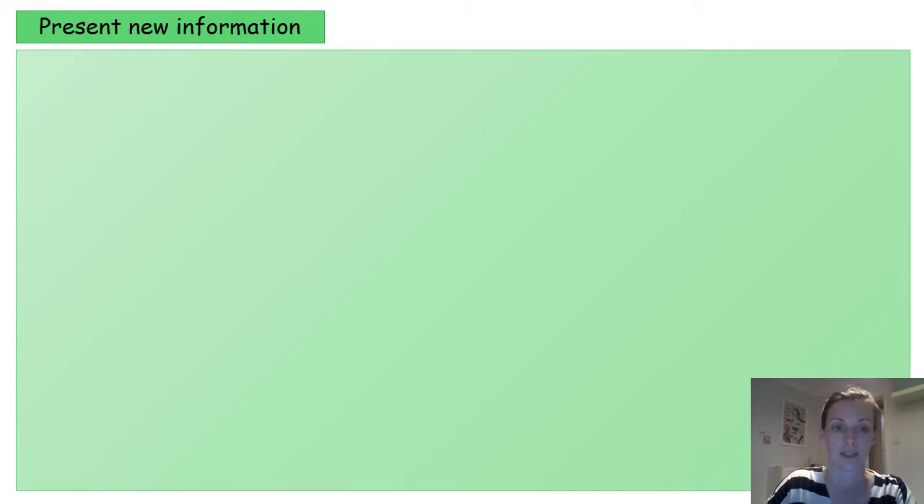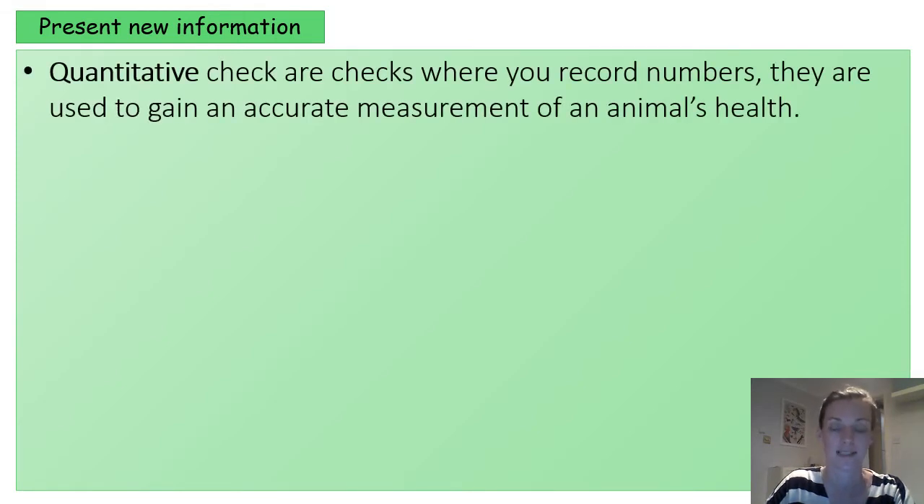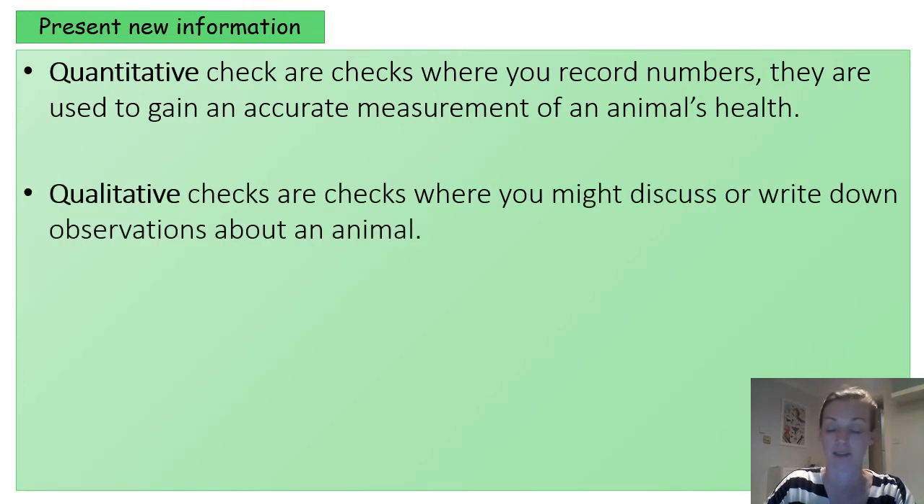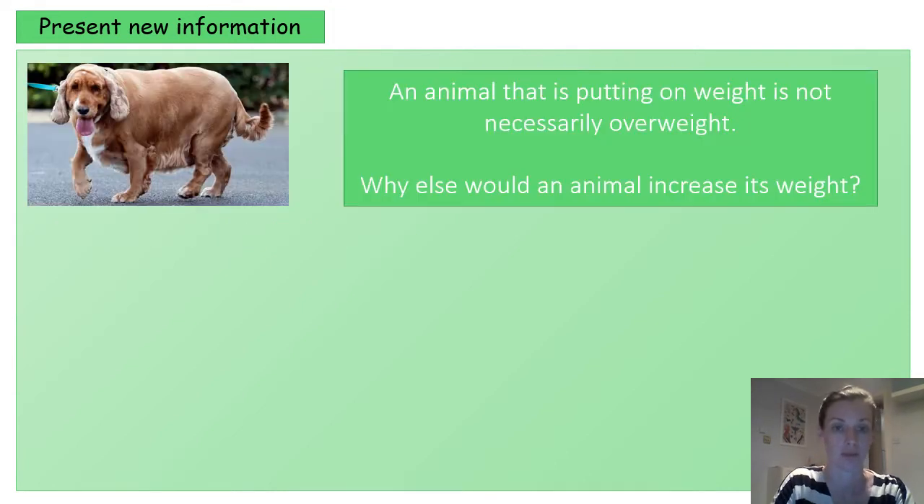Okay, hopefully you remembered that you've got a quantitative check, which is where you record numbers and it gives an accurate measurement, and a qualitative check is more of a discussion or a written observation. It could be about the animal's behaviour or how an animal is acting, something along those lines. So let's see what we're going to look at in terms of weight today.